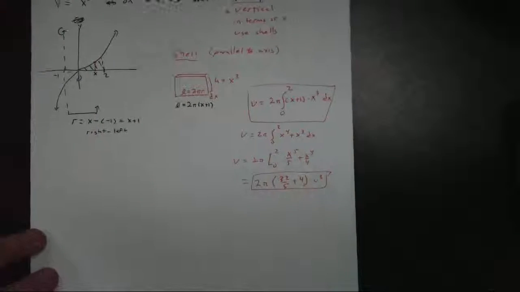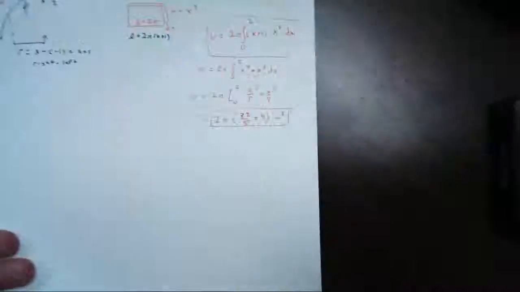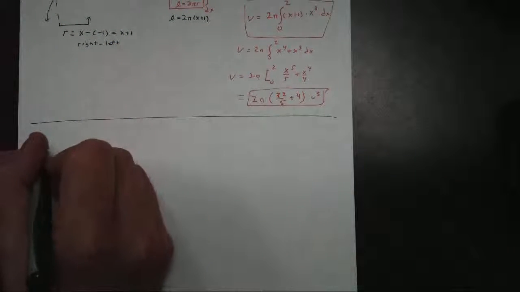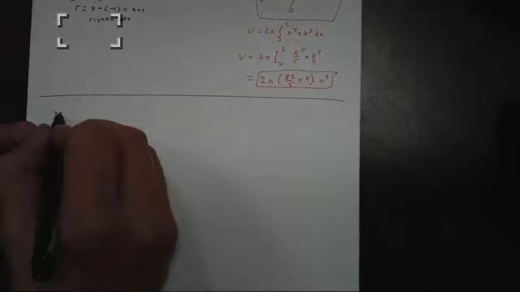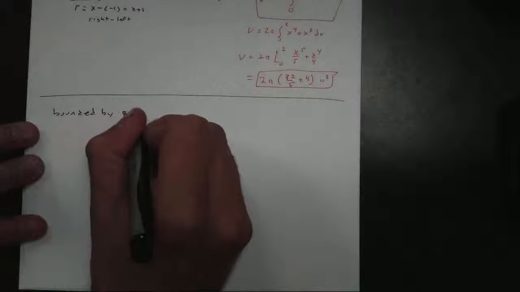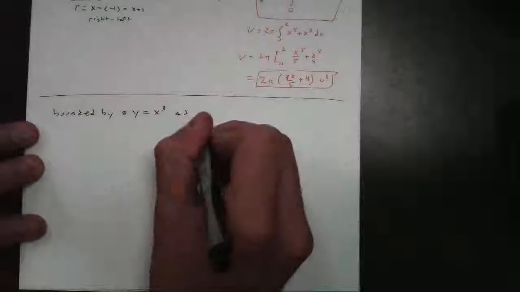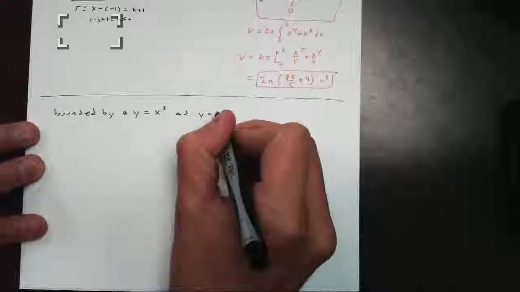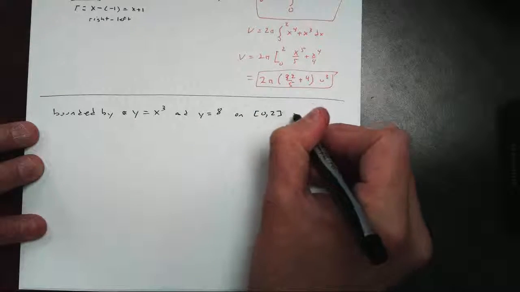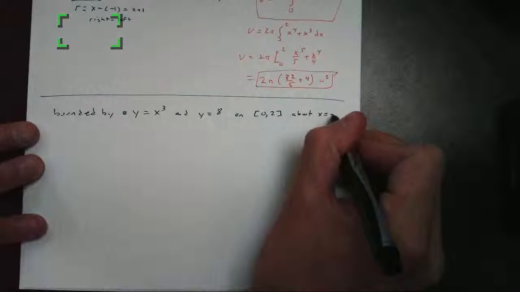One thing we really like about shells, no holes. There's no holes like we have in a washer method. Watch this. Now, what if I want to find the same region, but something like this? Let's revolve the region bounded by y equals x cubed and y equals, let's say, 8 on the domain 0 to 2, and we're still going to go about the line x equals -1.